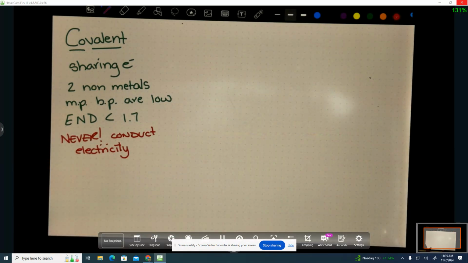They never conduct electricity. A marshmallow, you can stick it in an electric socket, it's not going to conduct electricity.